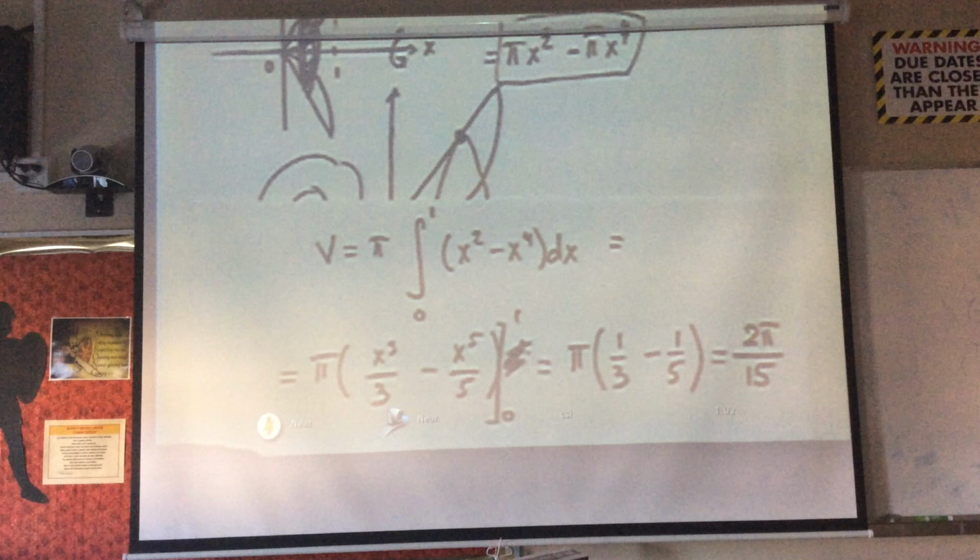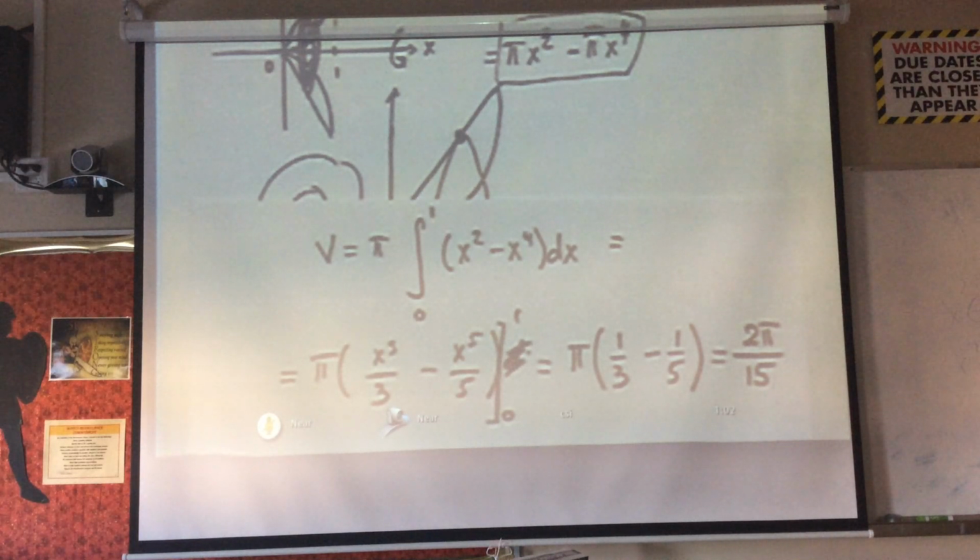And also I have to show you how to rotate if your axis of rotation is not the x-axis or y-axis. It's shifted up or down or left or right. That's what I have to show. So that will be on Monday.